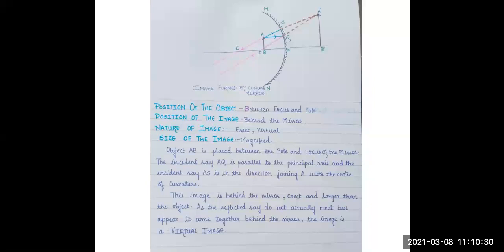Again, we will go through these lines. Object AB is placed between the pole and the focus of the mirror. The incident ray AQ is parallel to the principal axis and the incident ray AS is in the direction joining A with the center of curvature. Thus the image is behind the mirror, erect and larger than the object, as the reflected rays do not actually meet but appear to come together behind the mirror. The image is a virtual image. I hope you understand the difference between the real image and the virtual image.